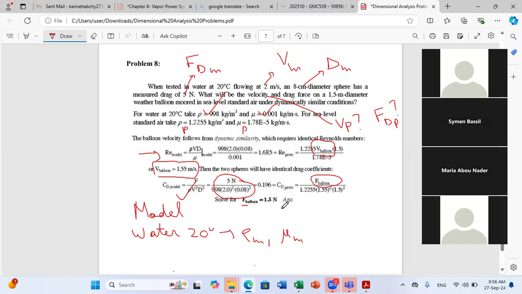So it's very simple. In these two problems, we are showing you how we can extrapolate experimental results to real case results. The only condition is to satisfy similarity. So we should have kinematic, dynamic, and geometrical similarity to be able to extrapolate our results. Any question on this?